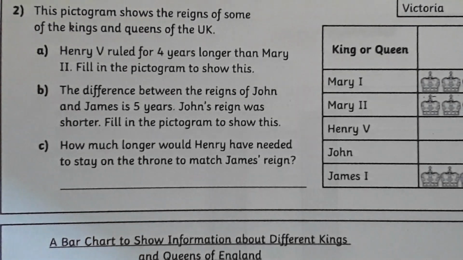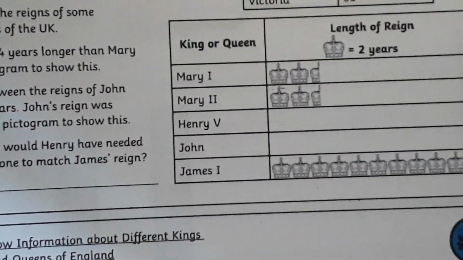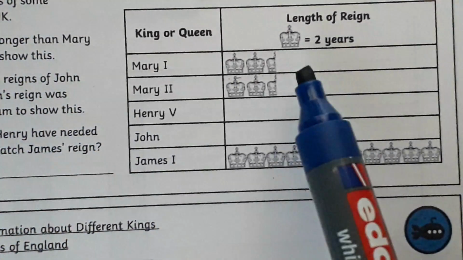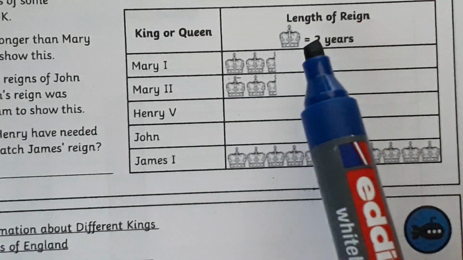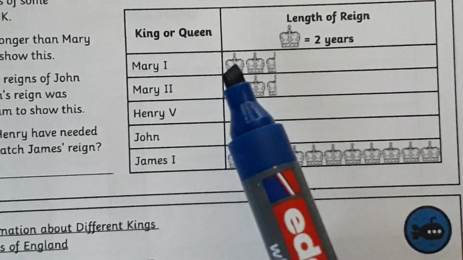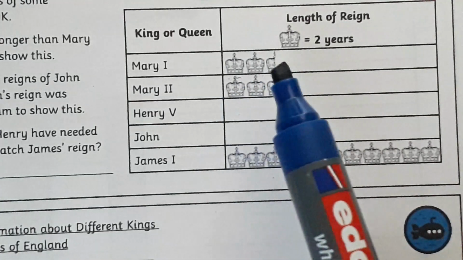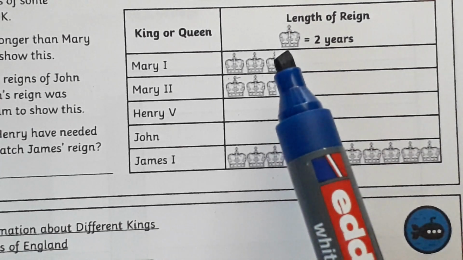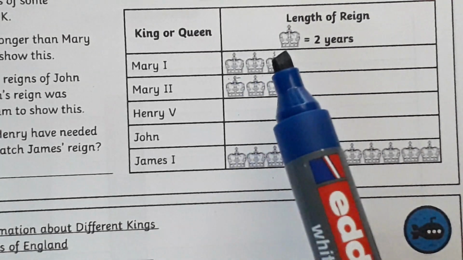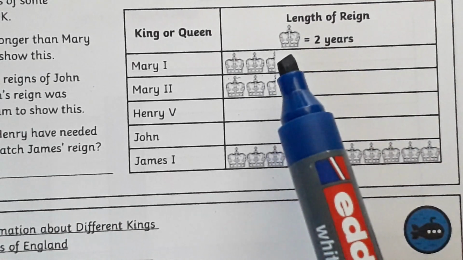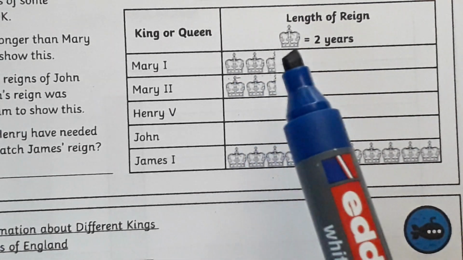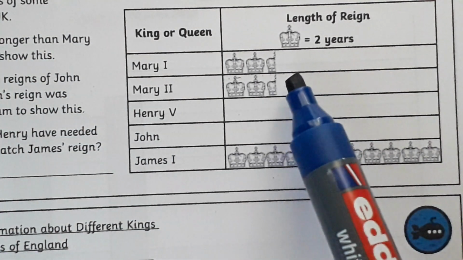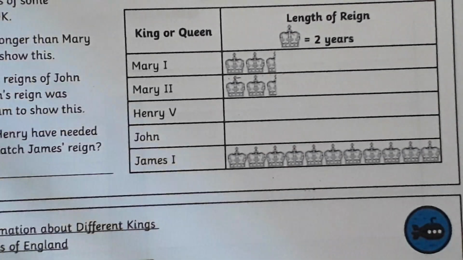So this is question 2 of sheet 1, and it's about understanding that each crown is actually worth 2 years. So when we come to calculate the pictogram, we can see we've got 2 whole crowns and a half crown. Okay, so a half crown must be worth 1 because half of 2 is 1. So we've got 2, 4, 5, and it's often useful to write the value at the end of each row to help you.